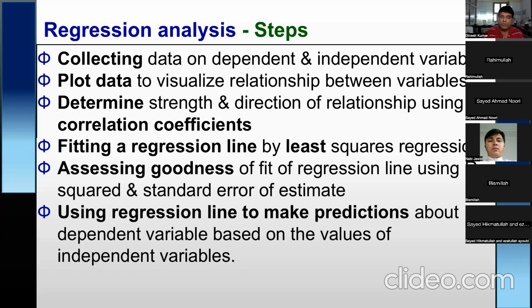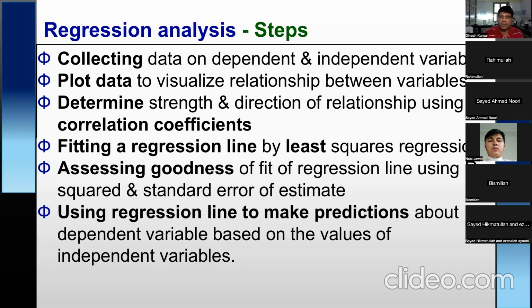So now assessing goodness of fit of the regression line using R squared and standard error of estimate. Here we can find out the value of the coefficient of determination. Friends, there are two Rs. One is small r, simple r, that is called the correlation coefficient. But you will also have R square. R square is called the coefficient of determination. I will explain in the later part what the difference is between the correlation coefficient and R square values.